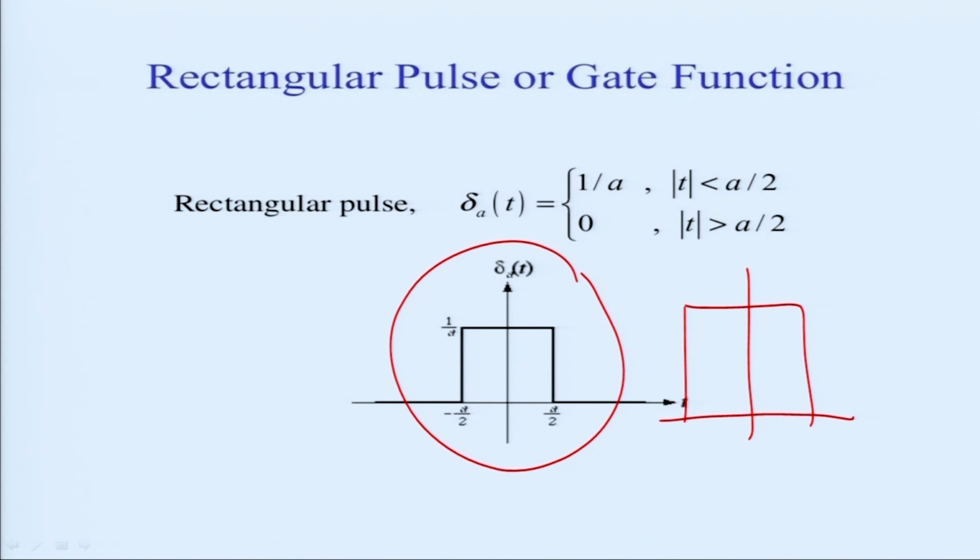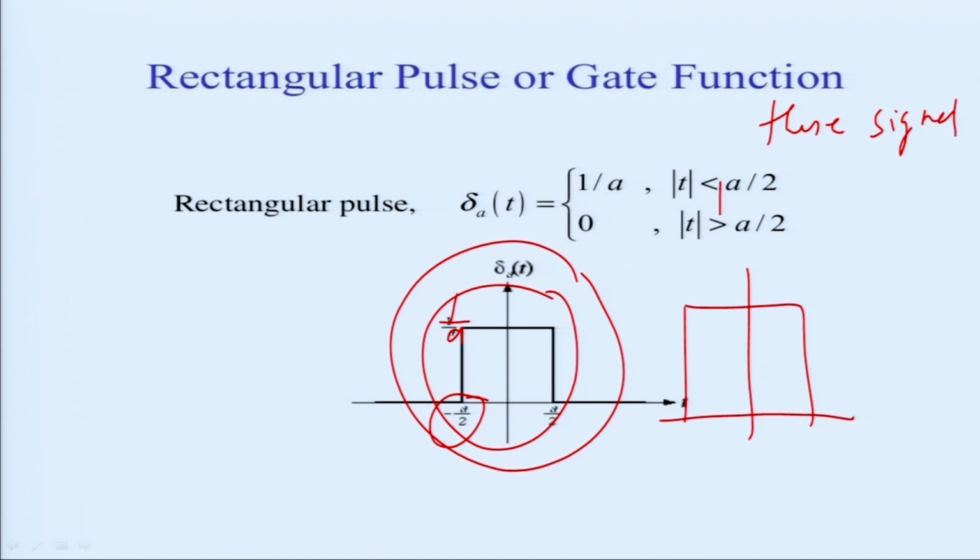So, what about this signal? This signal has magnitude 1 upon a and exists for negative time duration and also positive. You can also see that this signal is symmetric. Later we will see the different types of symmetries. Basically, we have 2 types of symmetries, odd and even. So, this is an example of even symmetry.